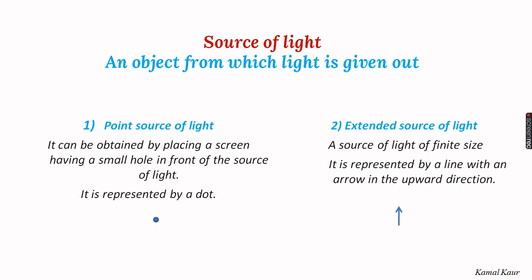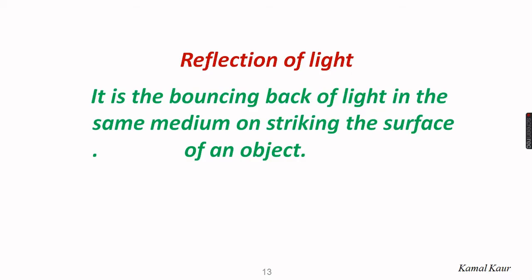When light from a source falls on a surface, three things can happen. One, it may get absorbed by the surface, called absorption, or it may pass through the surface, which is called refraction, or it can bounce back into the same medium, and we call it reflection of light. So first of all, we will see reflection of light, which is the bouncing back of light in the same medium on striking the surface of an object.